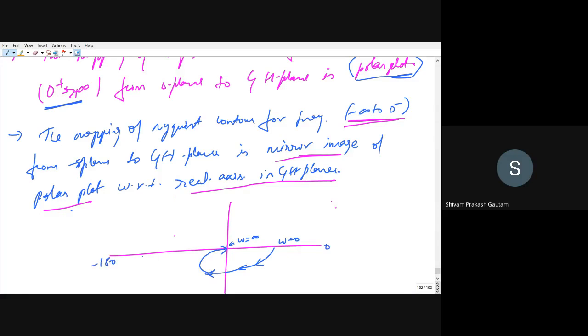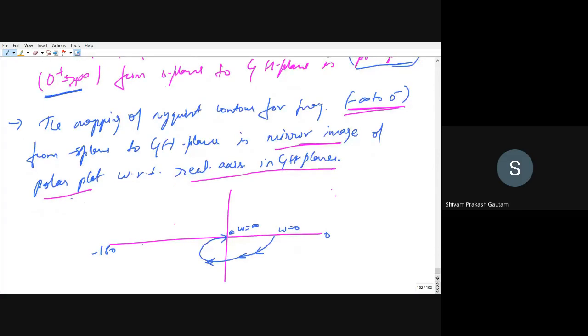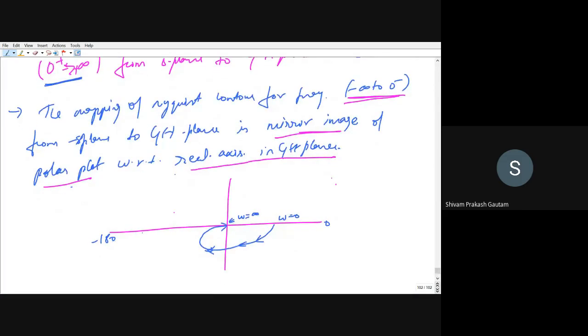So can anyone tell me what will be the type and order of the system? If the polar plot is looking like this, what will be the type and order of the system? Can anyone tell me? We have already covered this.